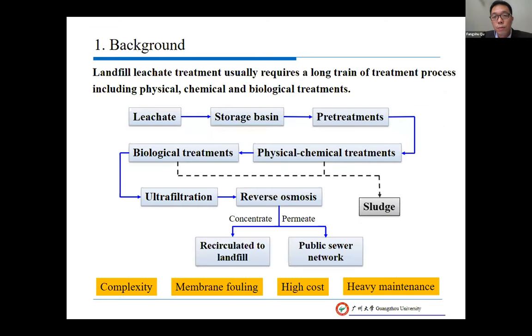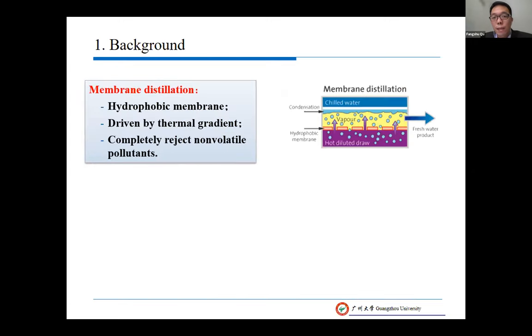Landfill leachate treatment usually requires a long chain of treatment processes, including physical, chemical, and biological treatments. Membrane technologies like ultrafiltration and reverse osmosis are usually used for landfill leachate treatment. But this has some problems like very serious membrane fouling and high energy demand. These problems prevent the membrane technology from application in landfill leachate treatment. Usually we want to develop some simple process or one-step separation for landfill leachate treatment.